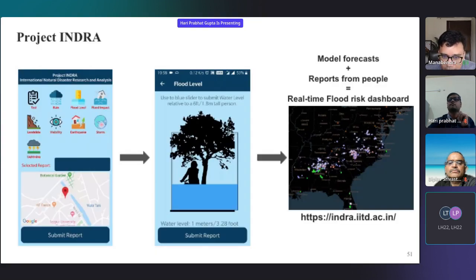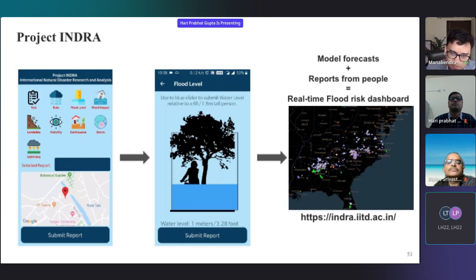So this is just one of the workflows that I'm showing. If you click the flood level, for example, how can we take quantitative information from ordinary people, non-specialists basically, who may not understand the difference between 1 and say 1.2 meters? So we allow them to visually give us the data.